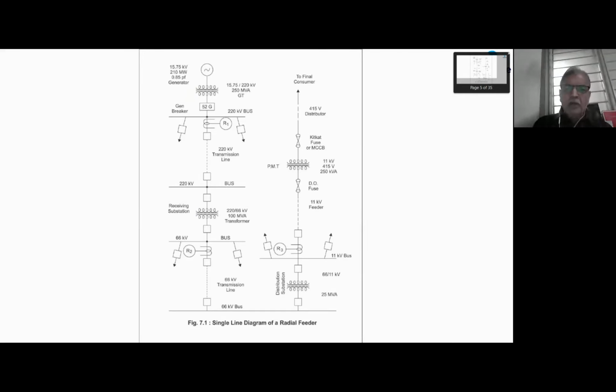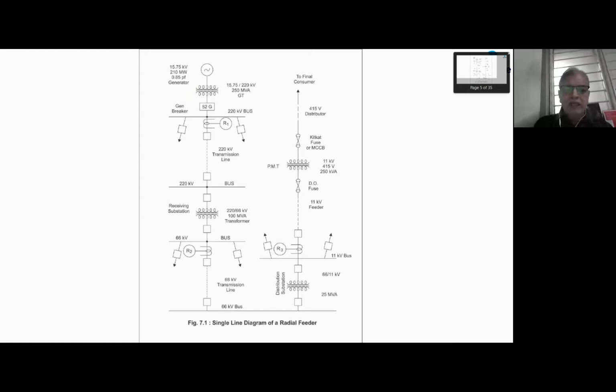Line may be 100 kilometer long, 150 kilometer long, right? And then at receiving substation, I have assumed that it is stepped down to 66 kV. Not necessarily always 66. It may be stepped down to 132 kV if 132 kV happens to be the economic voltage of transmission. Then it will be further stepped down in the intermediate substation to 66 kV again. So a 66 kV transmission line is going from that receiving substation.